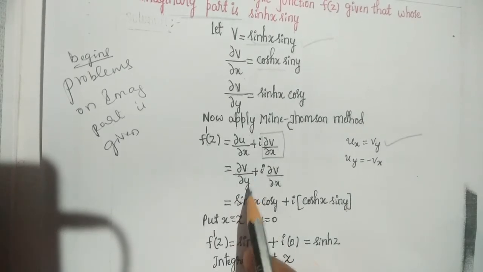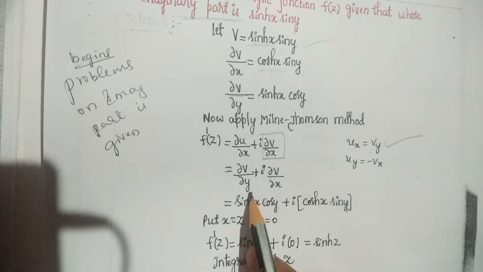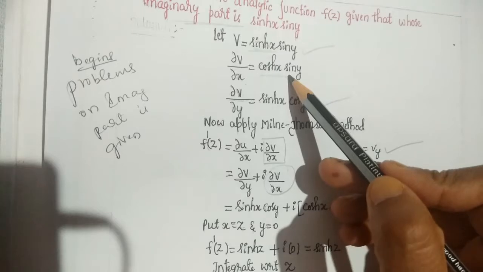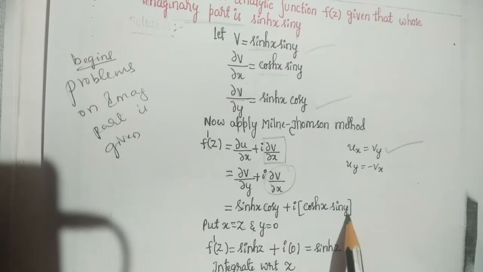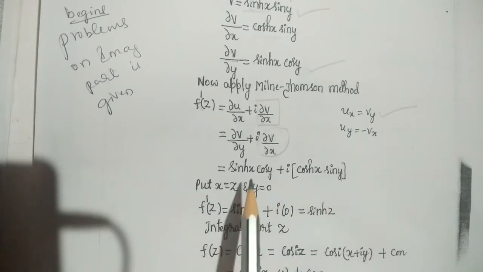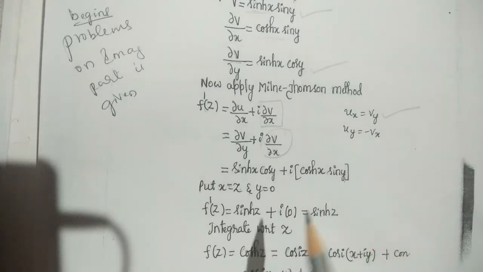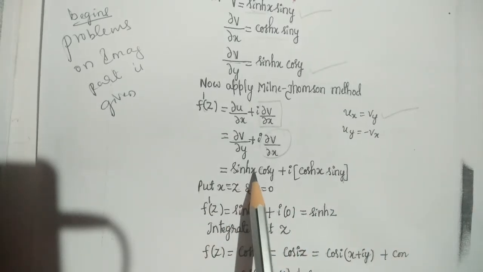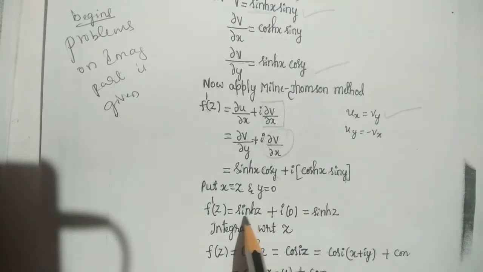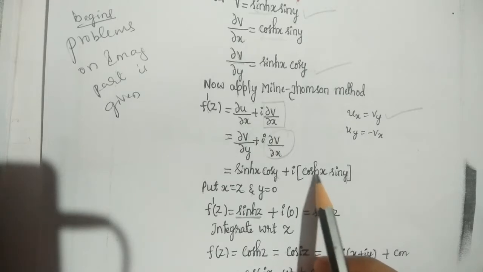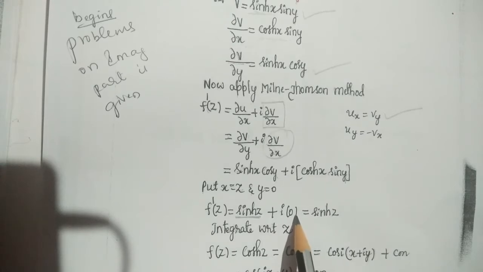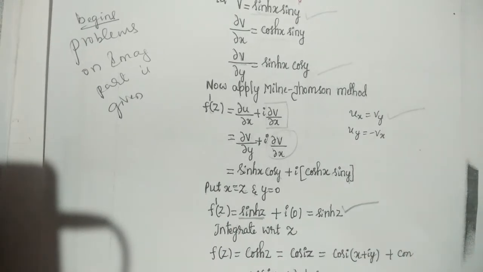So what do you get? Dou v by dou y plus i into dou v by dou x. Dou v by dou y is sin hyperbolic x into cos y, plus i into dou v by dou x, which is cos hyperbolic x into sin y. Substitute that. Next step is to put x equal to z and y equal to 0. Then f dash of z is equal to sin hyperbolic z into cos 0, and cos 0 is 1, so you get sin hyperbolic z, plus i into cos hyperbolic z into sin 0, and sin 0 is 0. So f dash of z is equal to sin hyperbolic z.